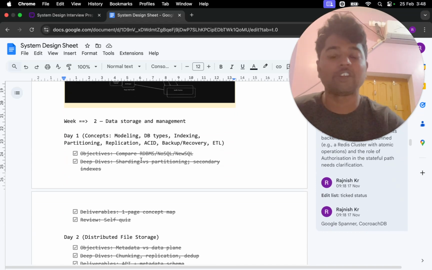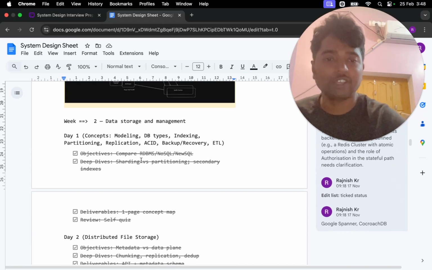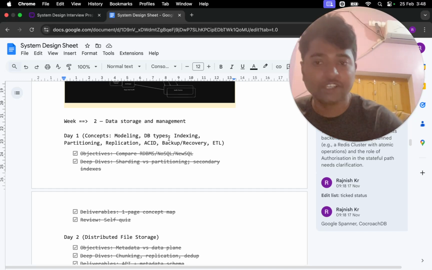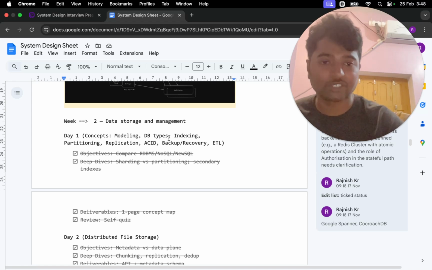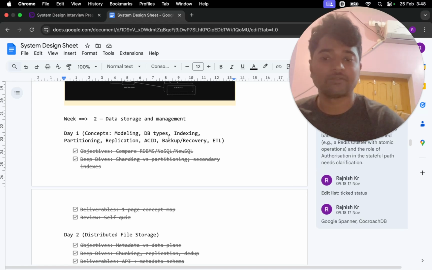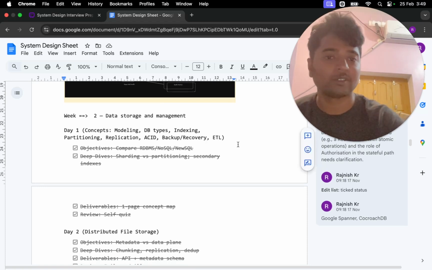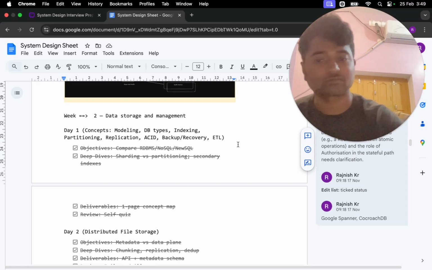Now we come to the second week. In the second week, the topic is data storage and management. With this, I have to first grasp some concepts like data modeling, DB types, indexing, partitioning, replication, right? And all the basic database concepts like ACID compliance, then there is backup and recovery, all these things, right?